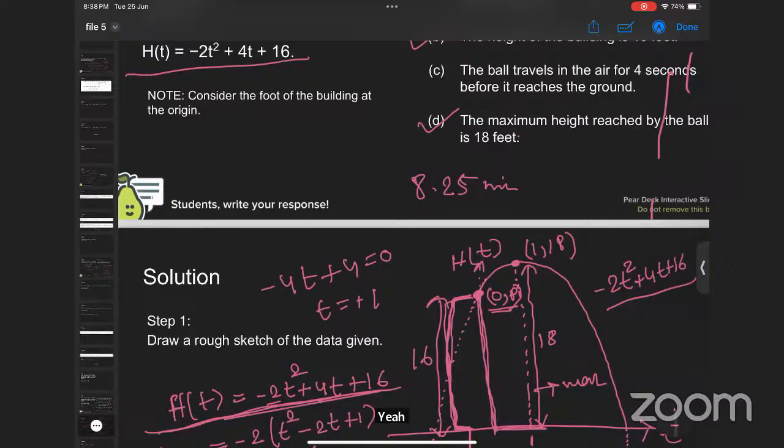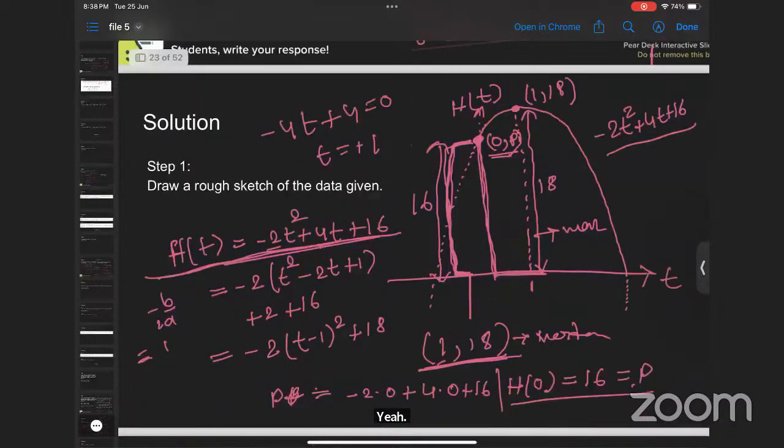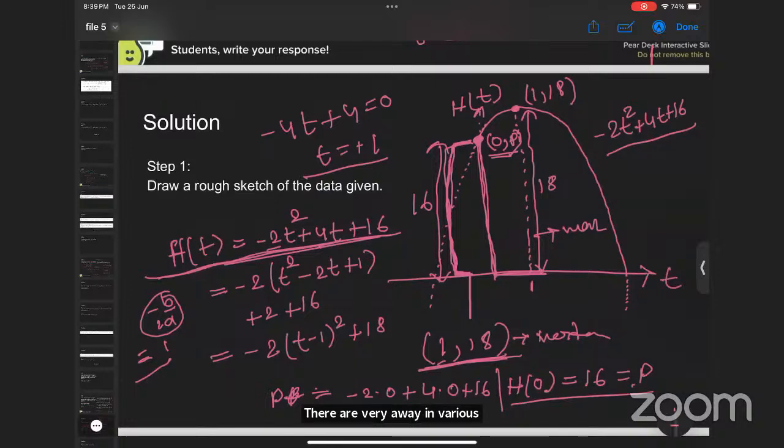Ma'am, then you also took minus b by 2a. What is that for? Which option did you solve using that? Okay, minus b by 2a. With this formula we can also find the value of t. There are various ways you can find the value of t. This is one way, this is one way, and this is one way.